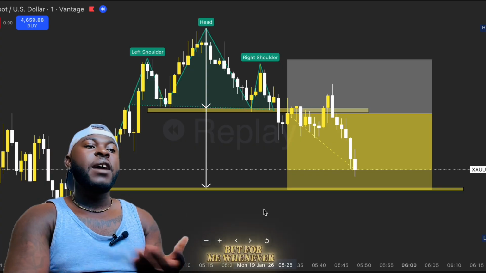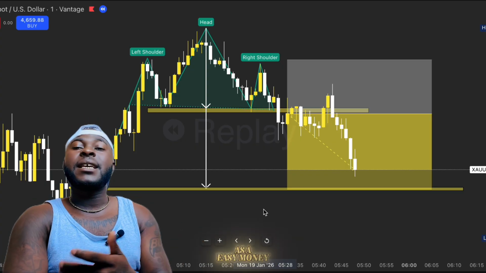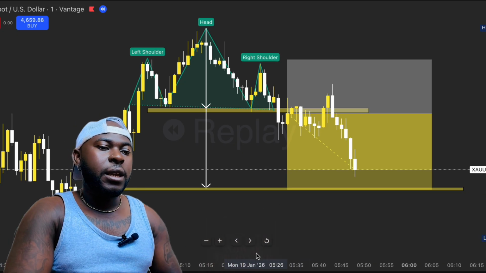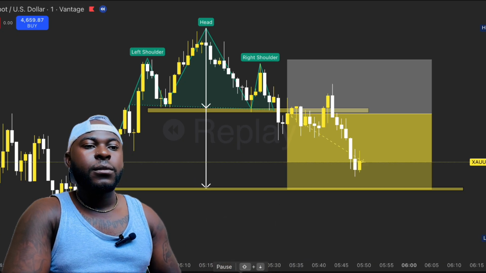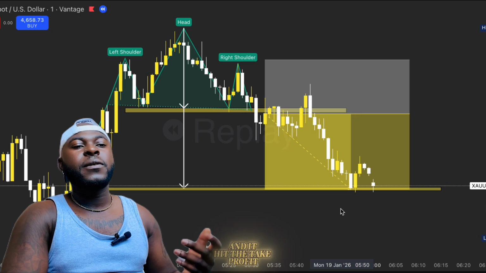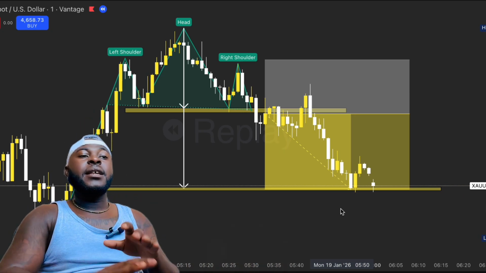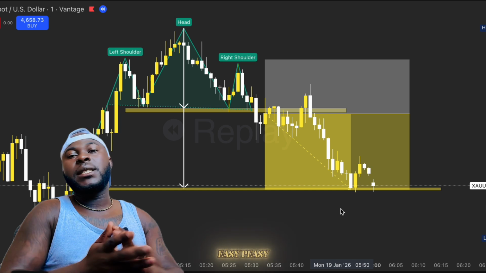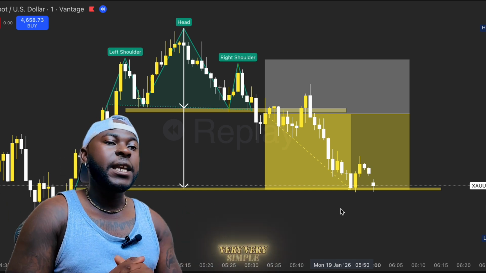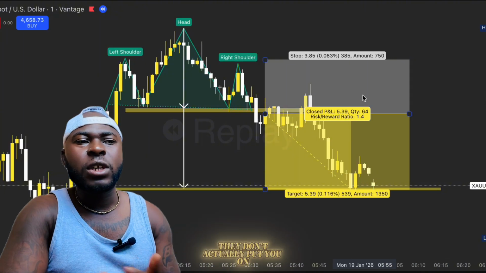But for me, whenever I see head and shoulders, I always look at it as easy money. I'm just gonna take a trade and just hold it. Now, as you can see, the market went all the way down and hit the take profit. Understand? Easy, easy like that. Easy peasy. And that's how to trade head and shoulders, guys. Very, very simple.